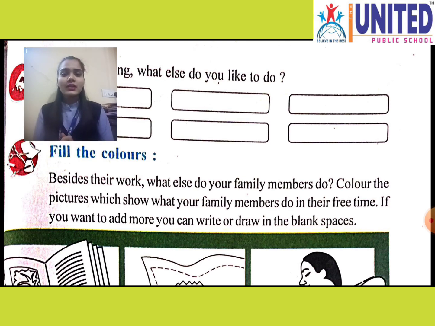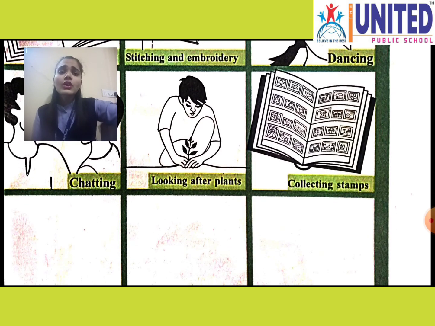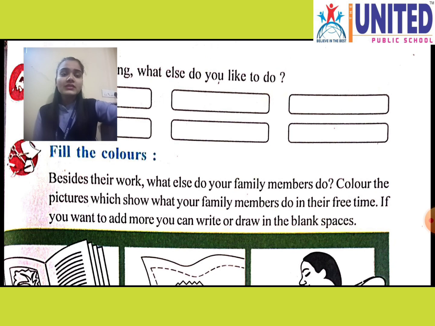Okay, color the pictures which show what your family members do in their free time. Okay, now here beta what you have to do here, you have to color those pictures which show what your family members do in their free time. Okay, here downside so many pictures are given. Okay, so you have to color those pictures that your family members do in their free time.